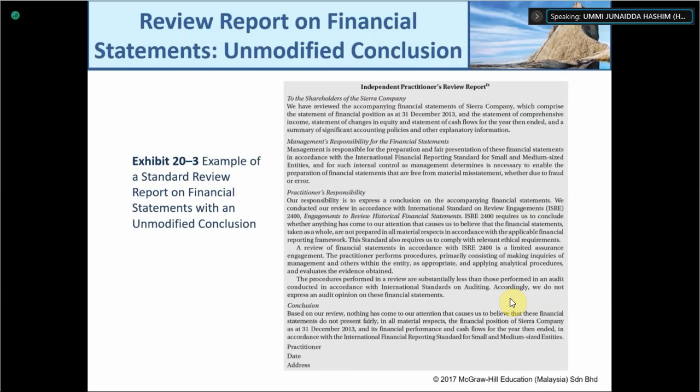So this is the report, okay? Independent practitioner's review report, and this is under the type of unmodified conclusion. So kenapa dia ada unmodified conclusion, ataupun contoh kalau dalam audit adalah unmodified paragraph, dia adalah due to the reason lah. Okay, kalau you tengok dekat conclusion di bawah tu, this is due to the financial statements do not present fairly in all material aspects. Itu I do not present fairly lah. That's why dia ada di bawah kategori of unmodified conclusion.